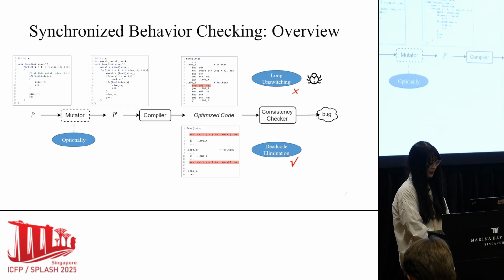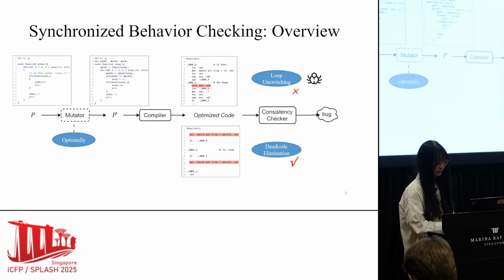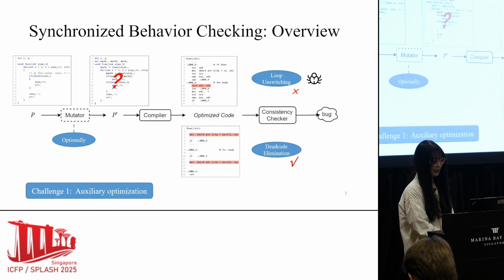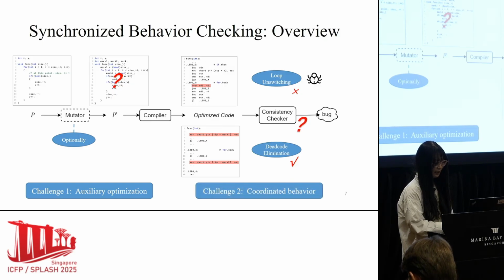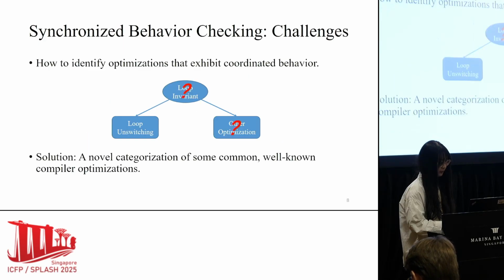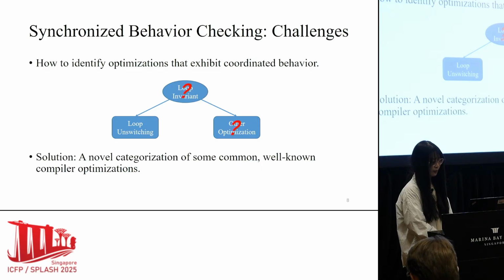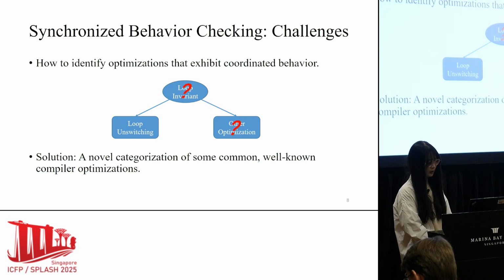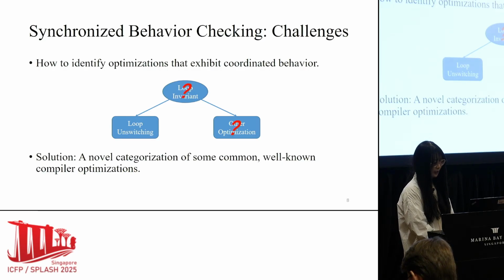To realize SBC, two main challenges have to be overcome. The first is to identify optimizations that exhibit coordinated behavior and therefore are suitable for cross-validation. The second is to derive the concrete coordinated behavior among optimizations against which their actual behavior can be validated. To overcome the first challenge, we propose a novel categorization of some common, well-known compiler optimizations, specifically optimizations that are applied due to related semantic constraints of input programs can be grouped together.